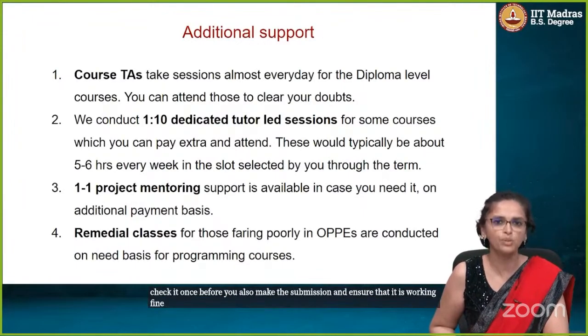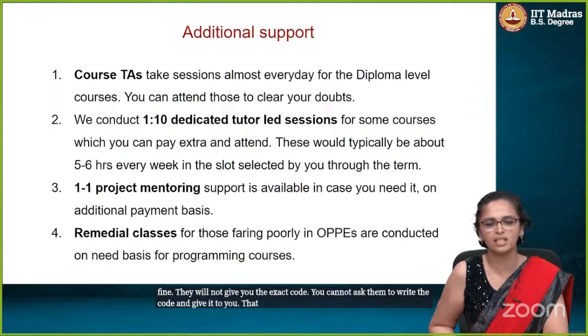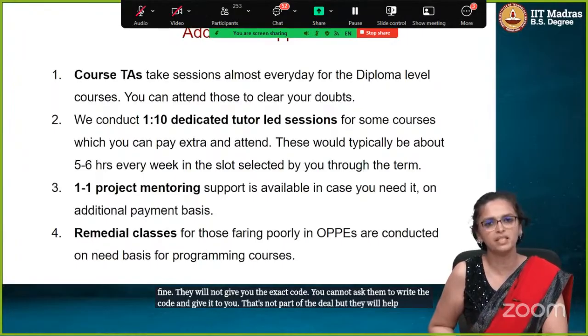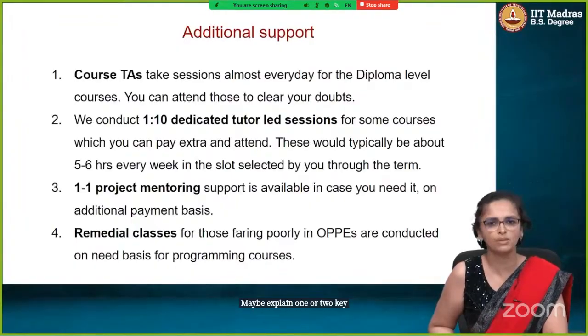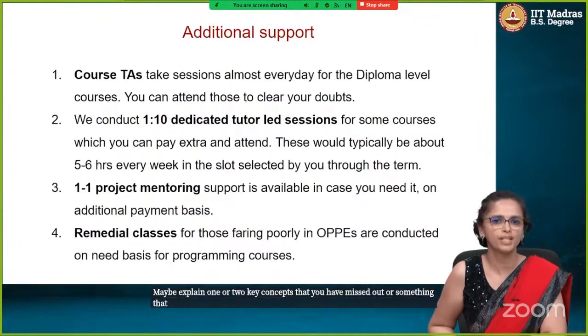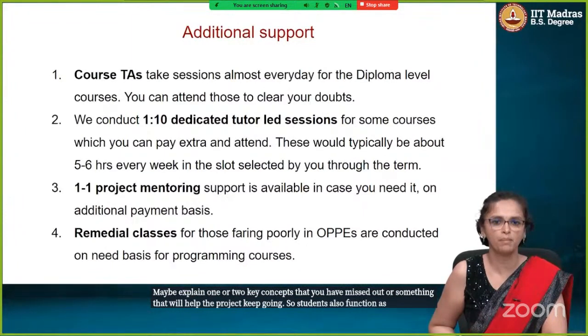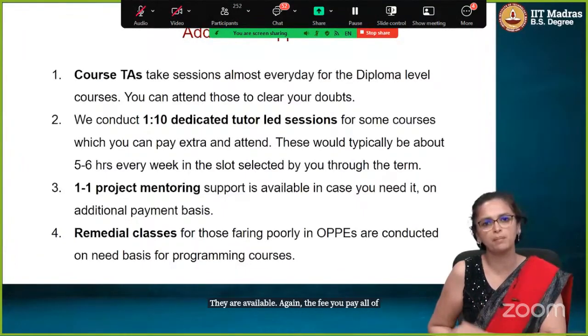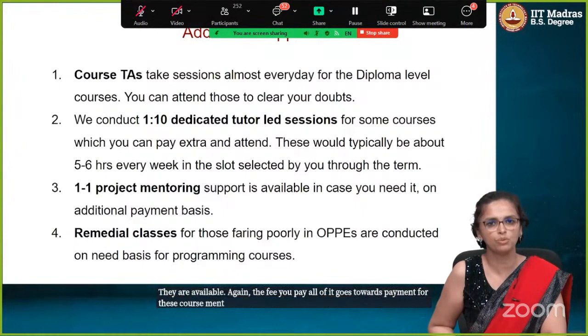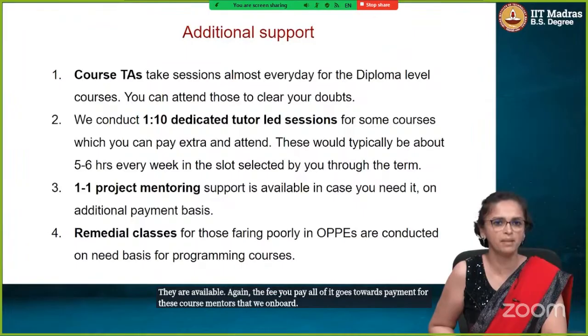They will not give you the exact code. You cannot ask them to write the code and give it to you. That's not part of the deal, but they will help debug wherever is required. Wherever you have a blocker, they will try to remove it for you. Maybe explain 1 or 2 key concepts that you have missed out or something that will help the project keep going. So students also function as project mentors. They are available. Again, the fee you pay, all of it goes towards payment for these course mentors that we onboard. The last part is remedial classes.